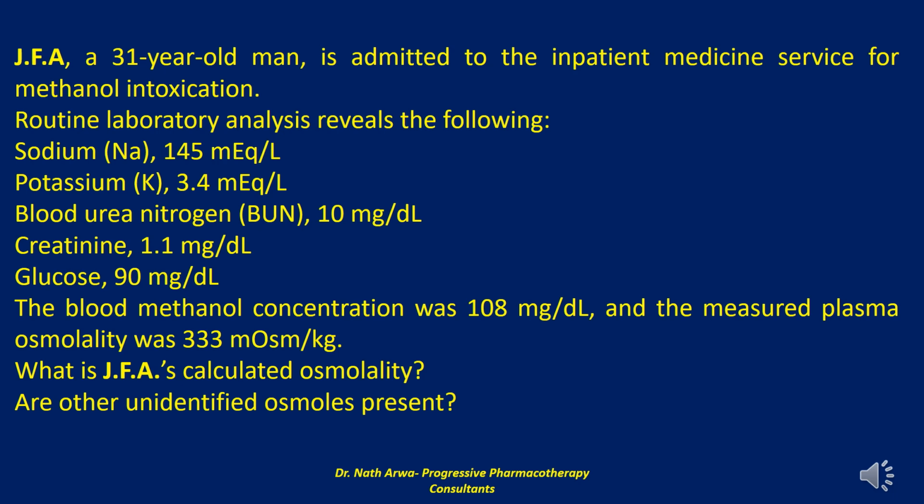In JFA, the entire osmolal gap can be accounted for by the presence of the methanol, because 108 mg per deciliter of methanol will provide 108 divided by 3.2, which is equal to 33.7 milliosmoles per kilogram. It is unlikely, therefore, that other unmeasured osmoles are present, e.g., ethylene glycol, isopropanol, and ethanol.